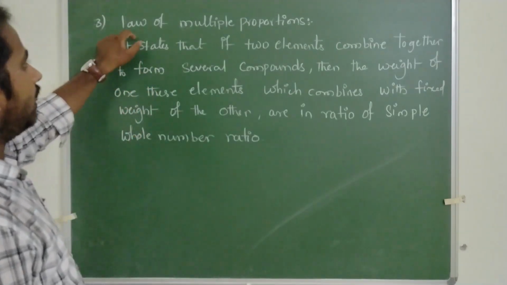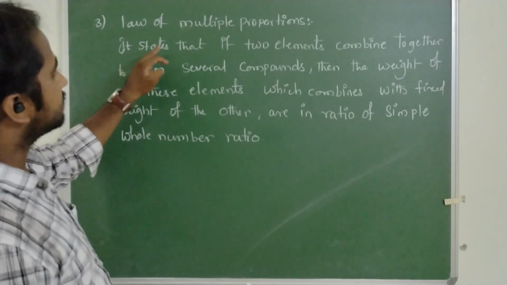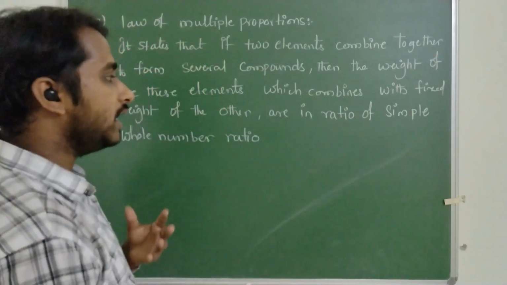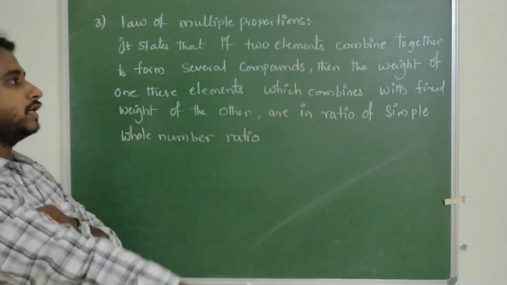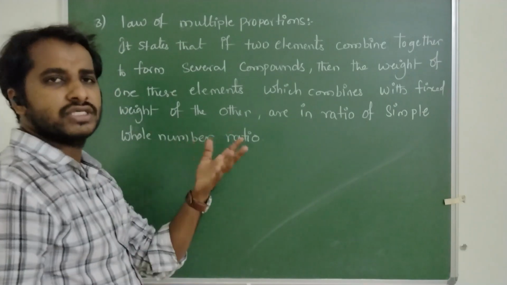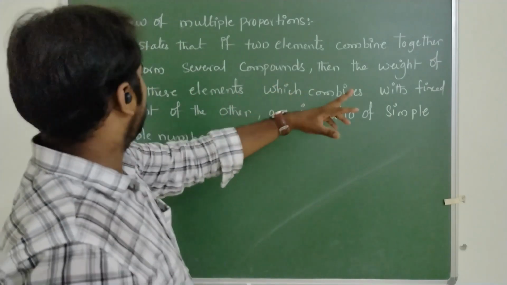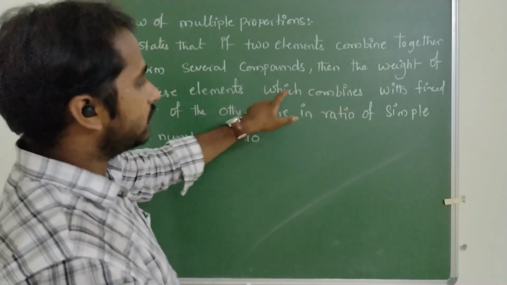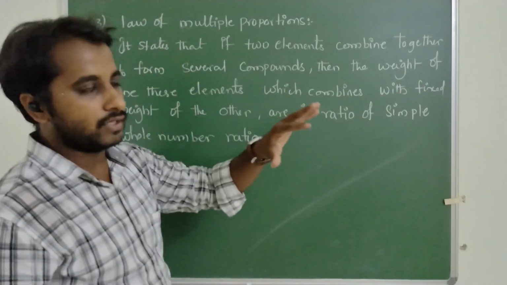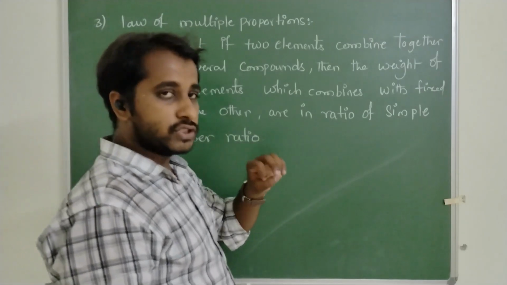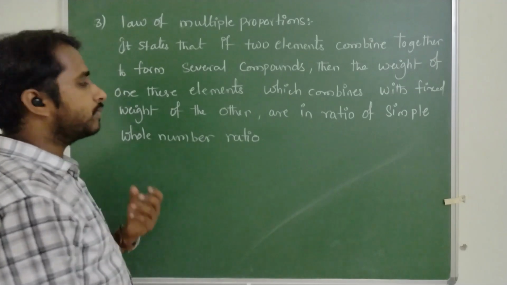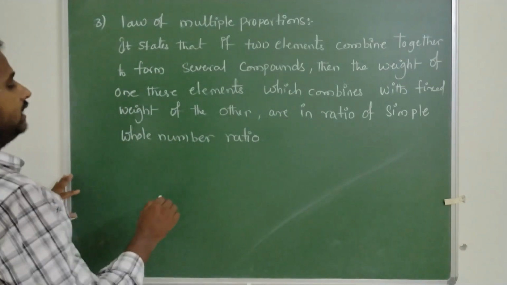Third, law of multiple proportions. It states that if two elements, element 1 and 2, combine together to form several compounds, C1, C2, C3, then the weights of one element which combine with a fixed weight of the other element are in a simple whole number ratio.